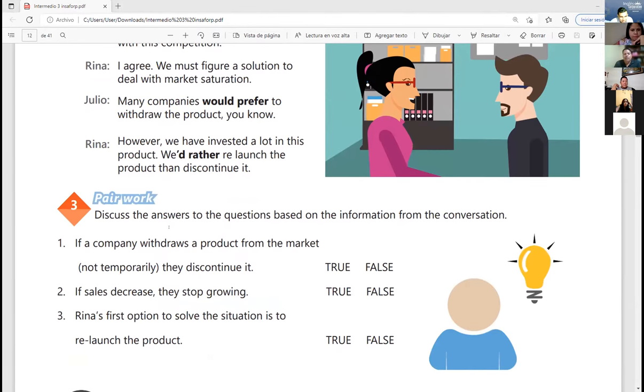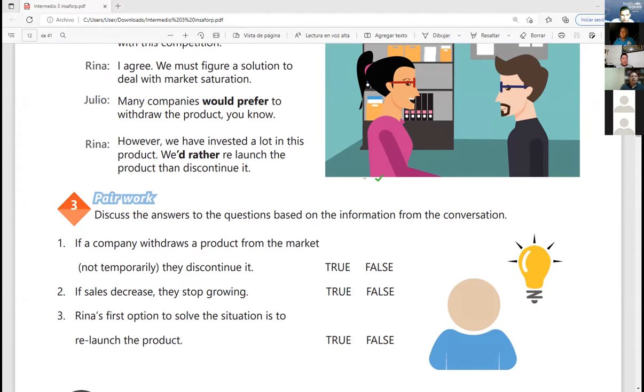It says, discuss the answer to the question based on the information from the conversation. If a company withdraws a product from the market, not temporarily discontinued, is it true or false? I think it's true. Yeah, it's true because it's not temporary. True, excellent. It says, if sales decrease, they stop growing. True. Excellent. Rina's first option to solve the situation is to relaunch the product. True. Okay, good. Thank you, Mr. Julio, for your participation. So all of them are true.